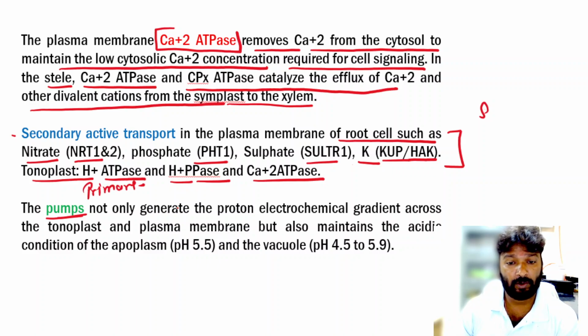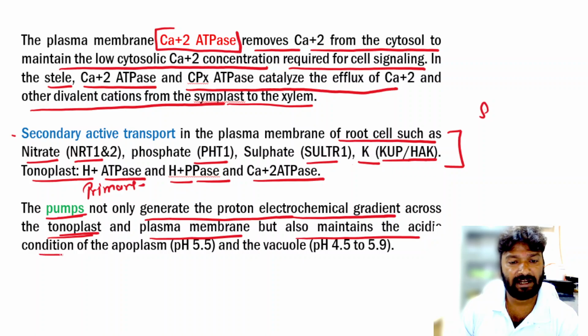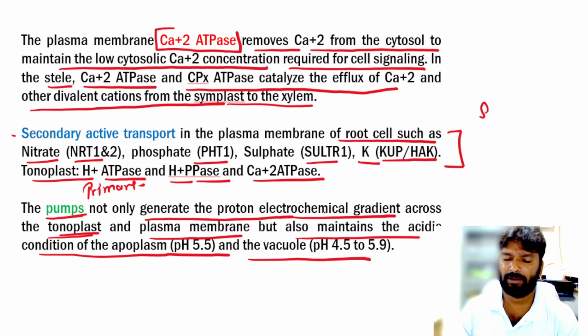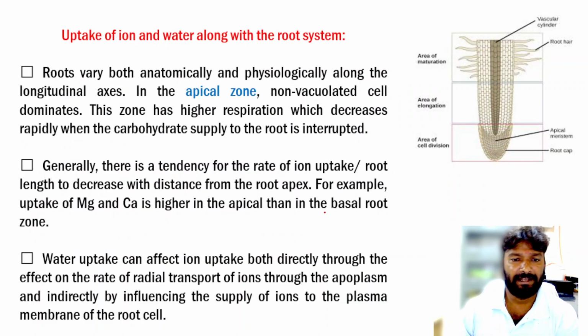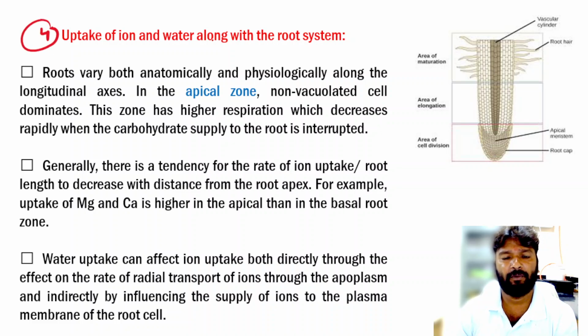active transport not only generates the proton motive force or proton electrochemical gradients across the tonoplast or plasma membrane, but also maintains the acidic condition of the apoplasm and the vacuoles for the movement of ions. Okay. So friends, this is the third process. The next process is the uptake of ions and water along the root system.